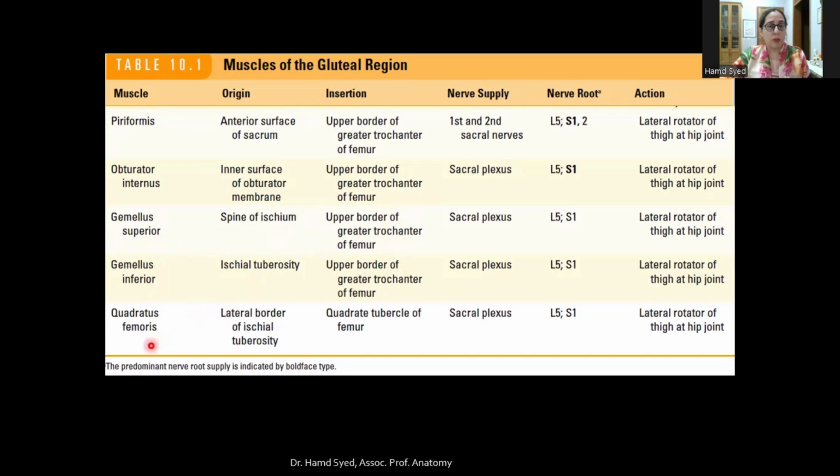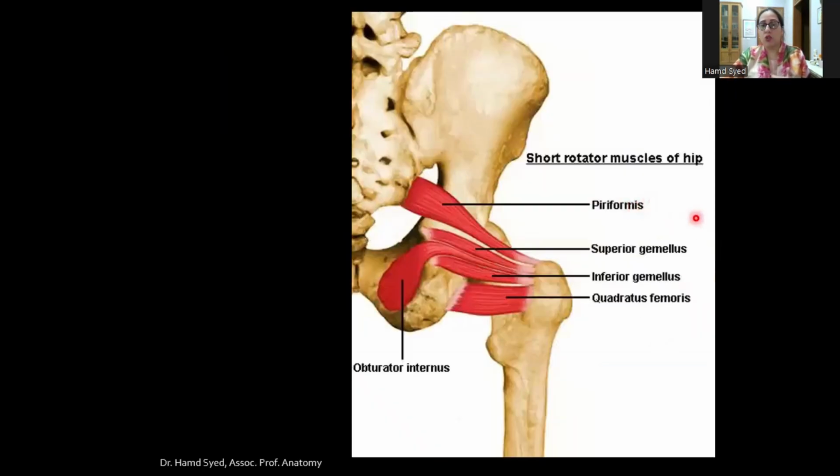The quadratus femoris is a muscle which arises from the lateral border of the ischial tuberosity and is inserted into the quadrate tubercle of the femur. These muscles are supplied by the sacral plexus. They have a common action. They are all the lateral rotators of the thigh at the hip joint. So they are also known as the short rotator muscles of the hip.